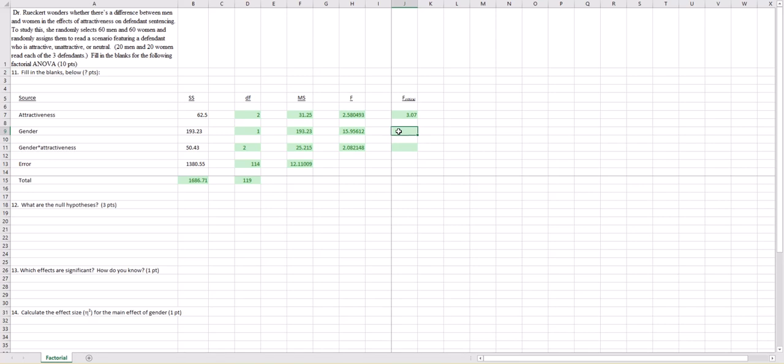Next we're going to use 3.92 and then 3.07. From this we can see that this one's significant, oops, not significant, sig, and not.